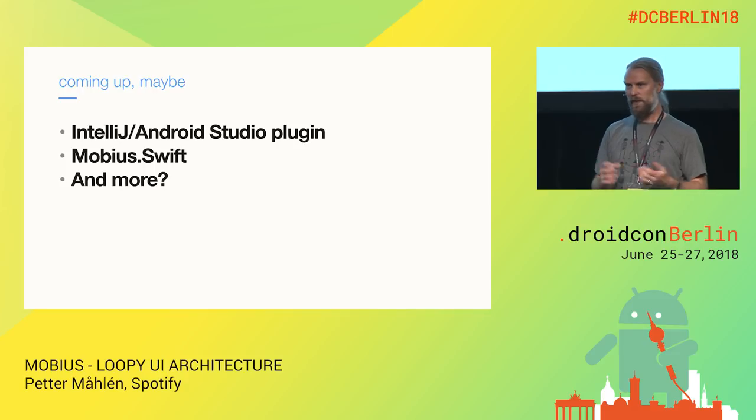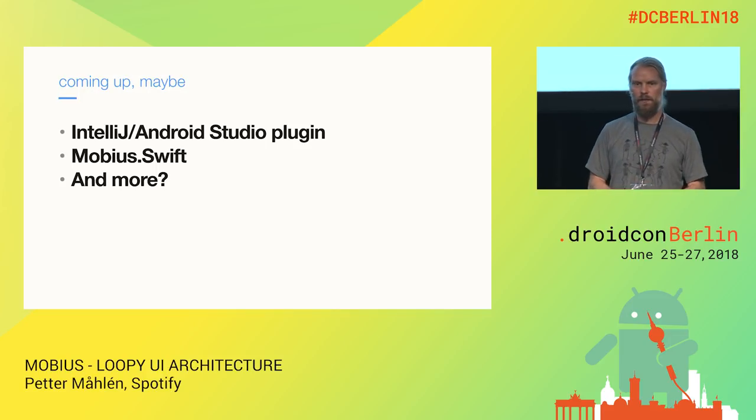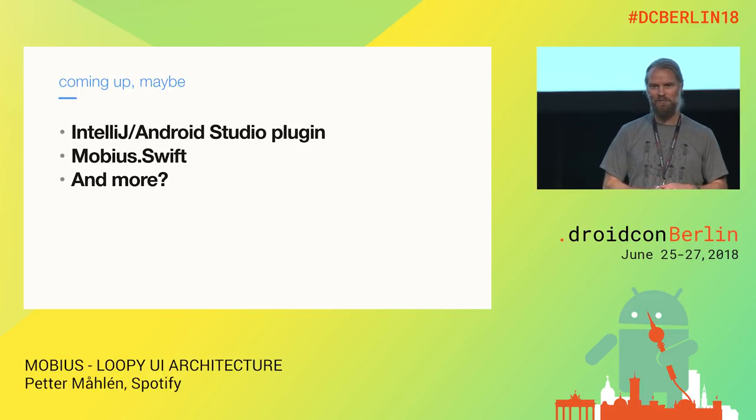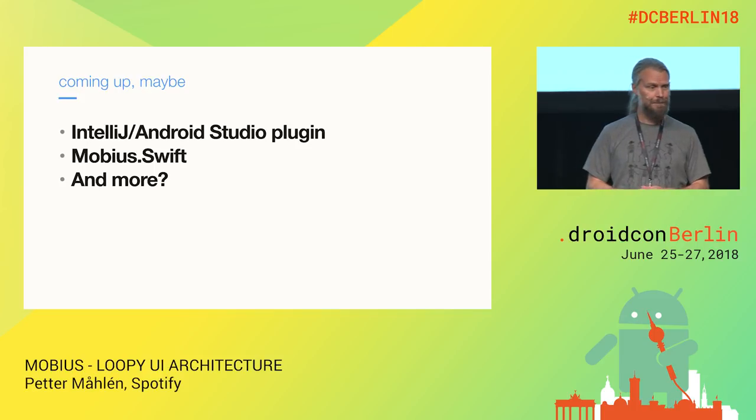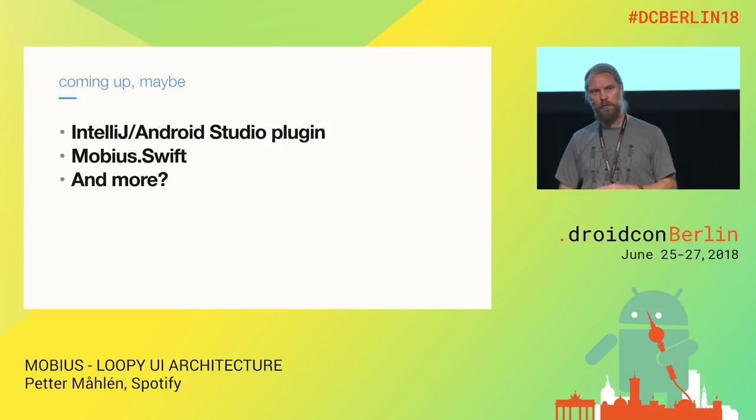The idea is that all of the features that are built with Mobius should be familiar to someone who's built another feature with Mobius. Maybe, hopefully, we'll get to the point where we can open source that, make it available. We have a Swift version of Mobius in the making, which would be great for us, because that way we could share more of the business logic more easily between iOS and Android. And hopefully more than that.